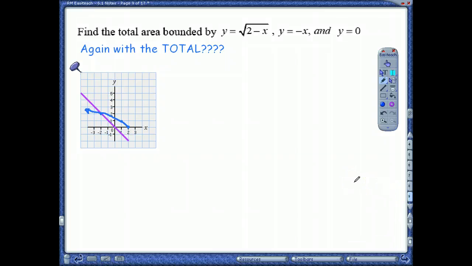Now I want to look at this guy here. We're finding the total area bounded. Well, now it says total area on this one too, but when I look at the picture, I'm noticing really there's only this area right in here. Now remember, we're going to the x-axis, so it stops right there.